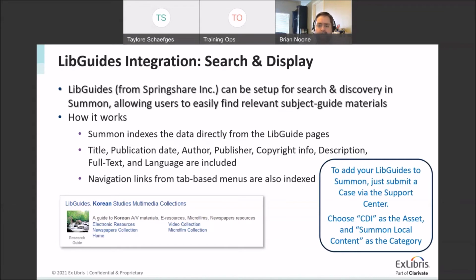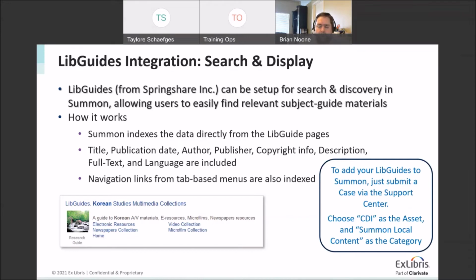As part of that process, the data gets indexed directly from LibGuides. There's full details of the information. You can see all the fields that are brought over here: title, publication date, author, publisher, copyright info, description, and other information. The navigation links from tab-based menus in LibGuides are also indexed. And here you can see a quick example.